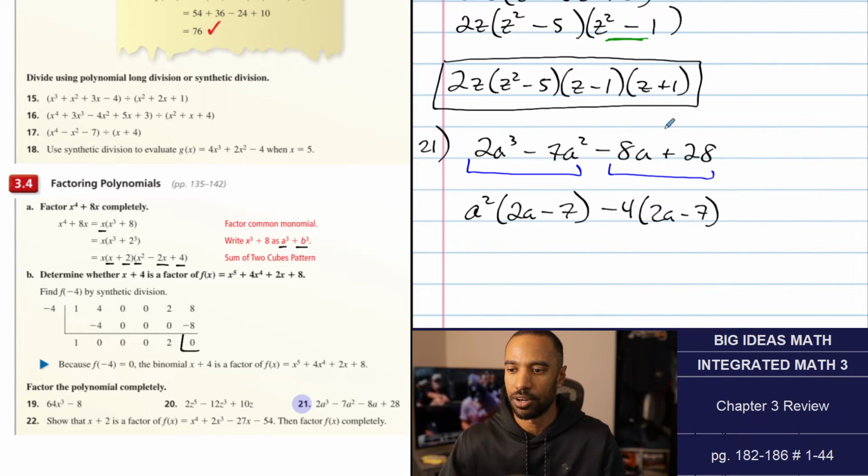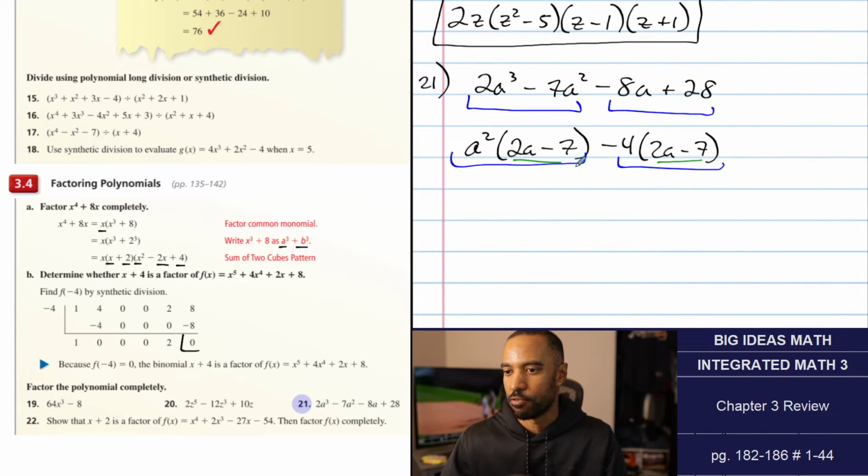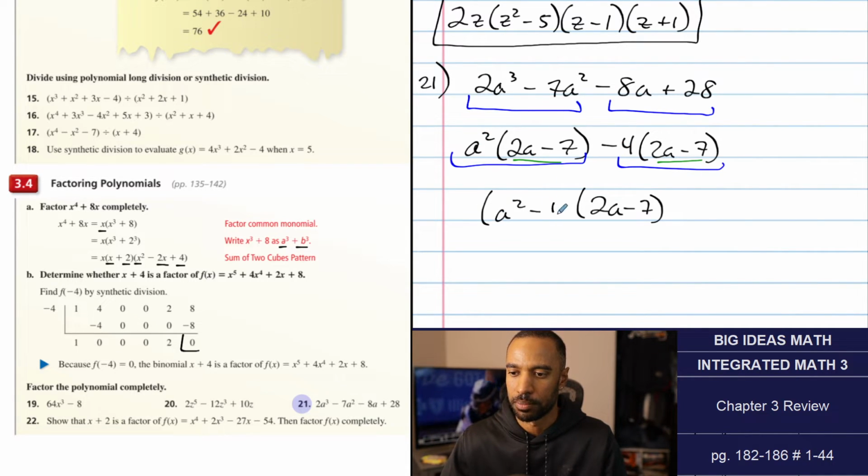And what you can tell here is the 2a minus 7s are identical factors in both bigger terms right here. If you factor 2a minus 7 out of both terms there, you're left with a squared minus 4 in the other set. Nothing went away. This was factored out the same way that an a squared was factored out of here and negative 4 was factored out of there.